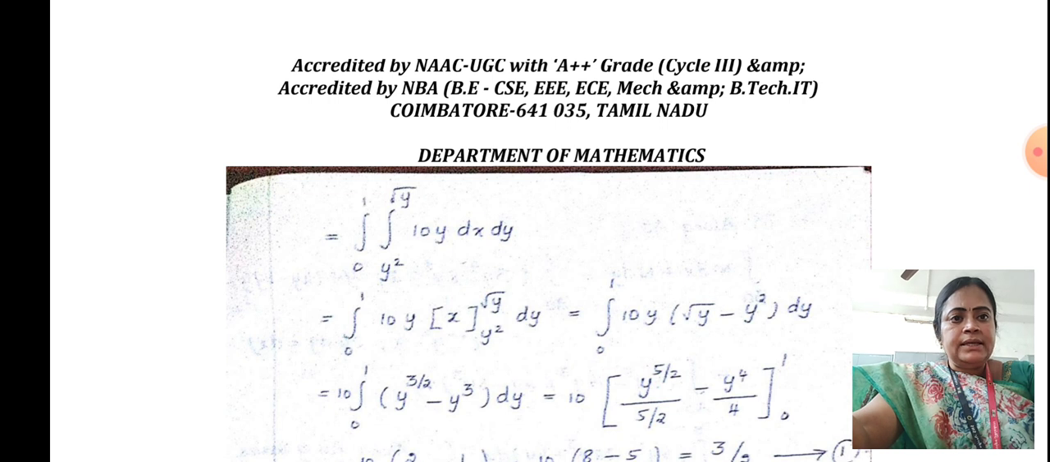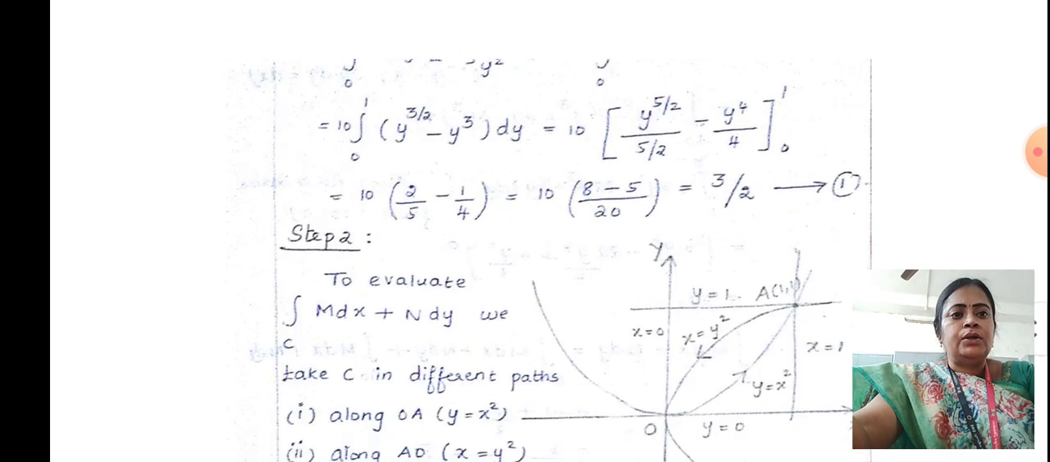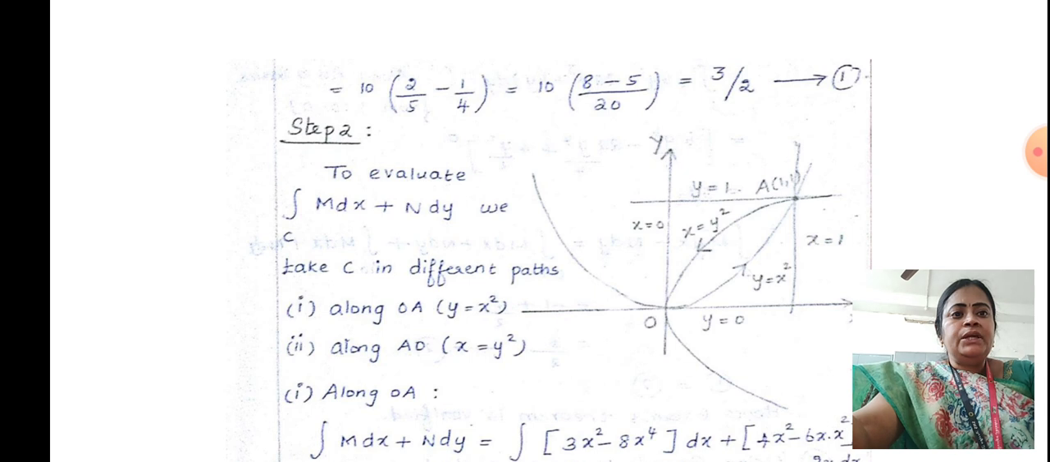If you want to find the x limit, first of all you have to draw the diagram. The given equations are y equal to x square and x equal to y square, which are parabolas. One opens upwards and one opens rightwards. After drawing the parabolas, you find the point of intersection by solving the two equations. When you solve x equal to y square and y equal to x square, you get the intersecting point A to be (1, 1).